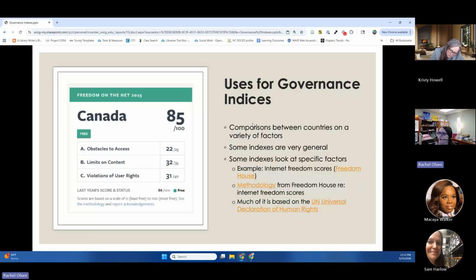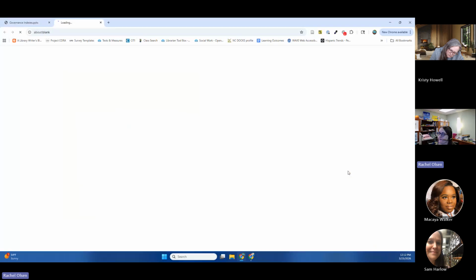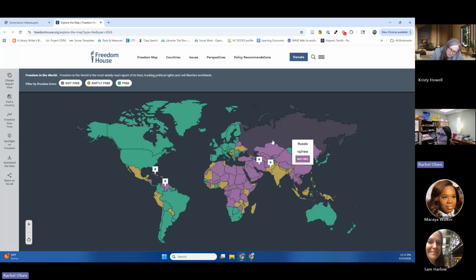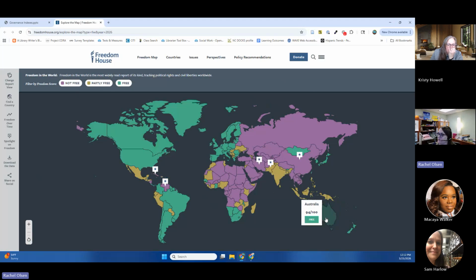I'm going to open a new tab. This comes from an organization called Freedom House, and they have this freedom map, which I'm hoping you can see. You can look around. This is what they call the Freedom in the World score. You can look over a country. Purple would be not free by their standards, the brownish is partly free, and the green is free. If we look at Australia, for instance, Australia scores a 94 out of 100 on this Freedom in the World scale, and we'll look at where that comes from.